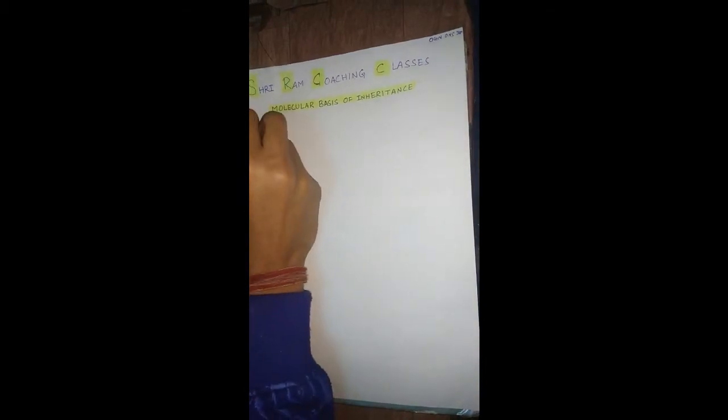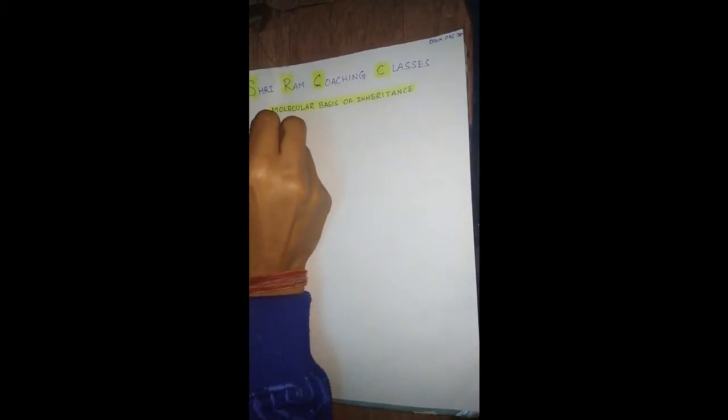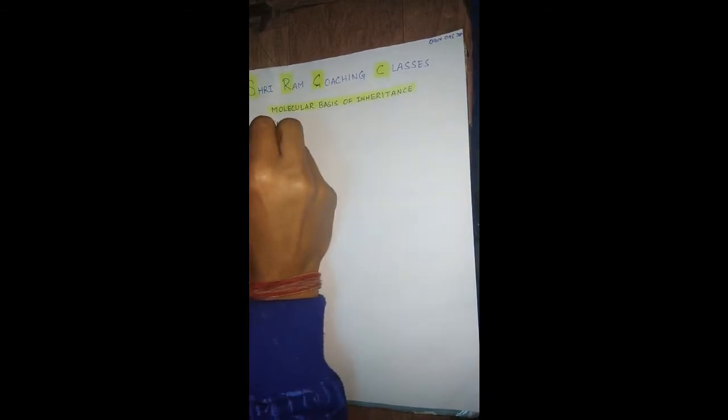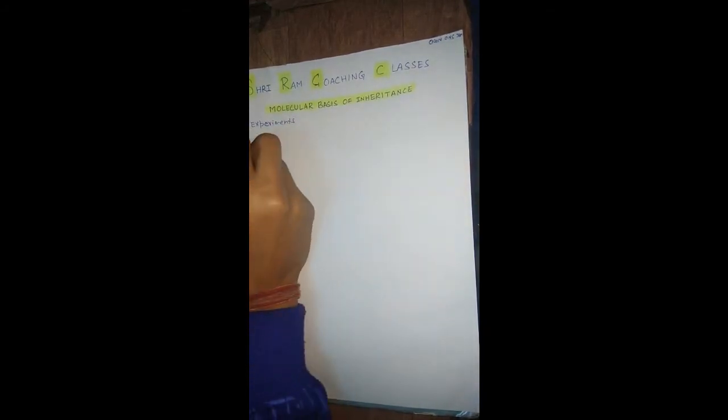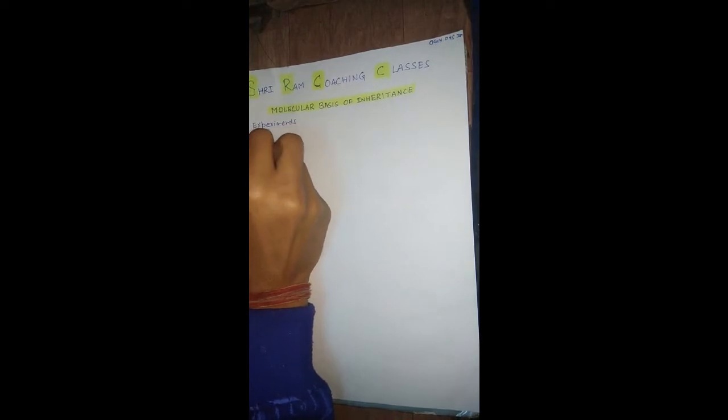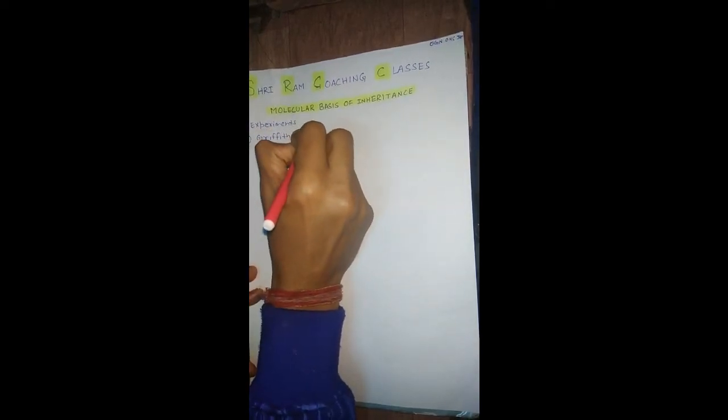I will only give a gist about these experiments in this video tutorial. You can watch my complete video on each experiment separately. So let's start. There are three experiments for saying that DNA is a genetic material. The first is by Griffith in year 1928.